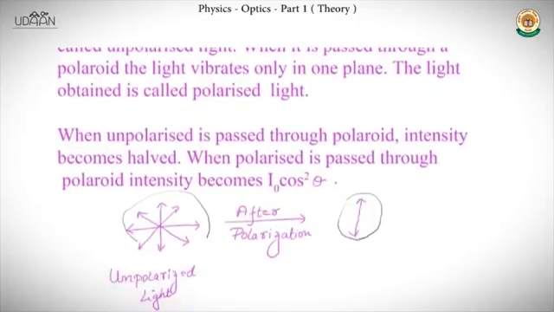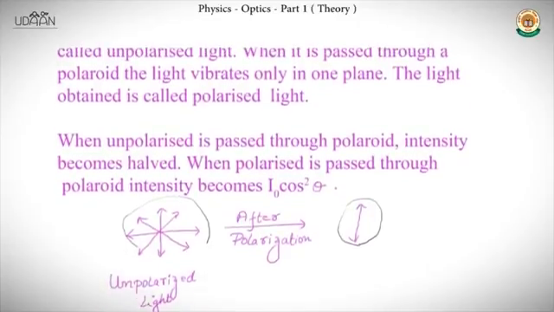Now in polarization, we have to remember only one thing: when unpolarized light is passed through a polaroid, the intensity of the light becomes half. Whatever the angle the polaroid makes with the light, it doesn't matter. The intensity always becomes half. When polarized light is passed through a polaroid, the intensity becomes cos square theta times the original intensity. So here, the angle made by the polaroid changes the intensity of the light obtained after polarization.